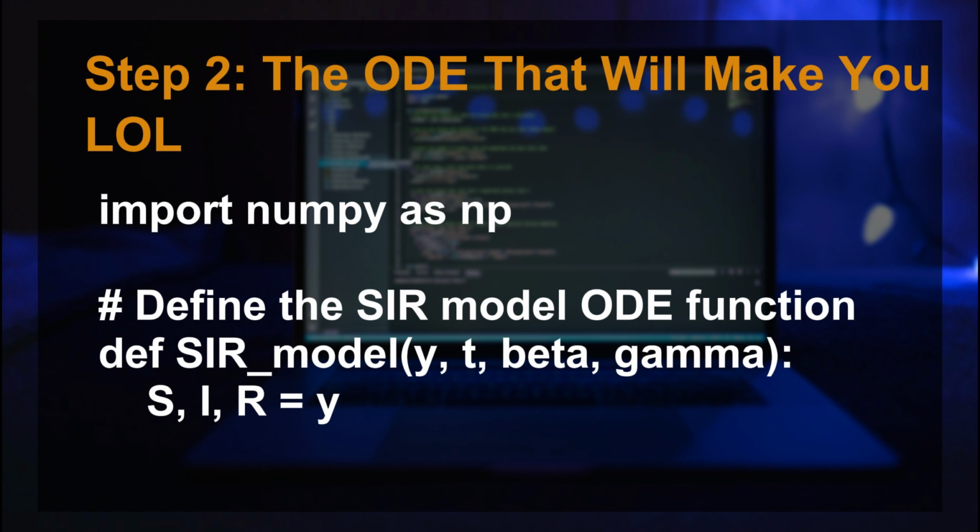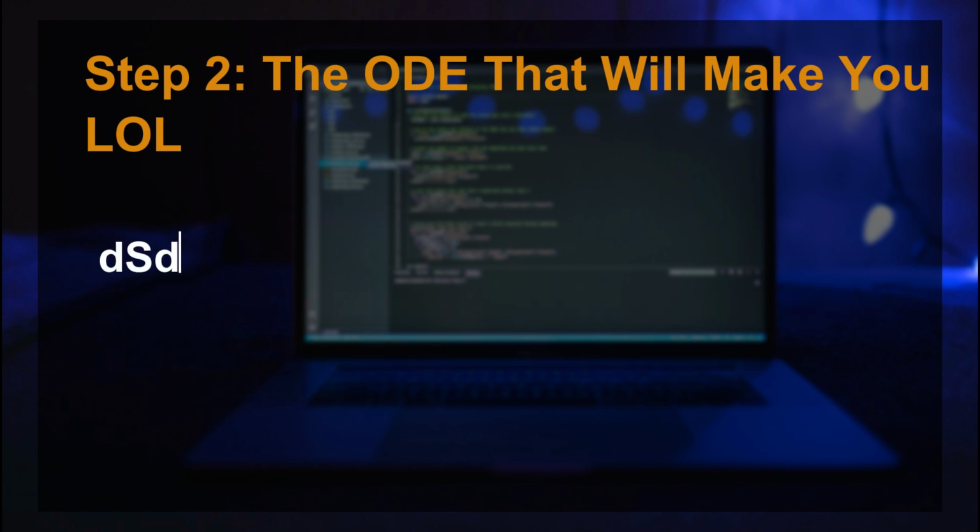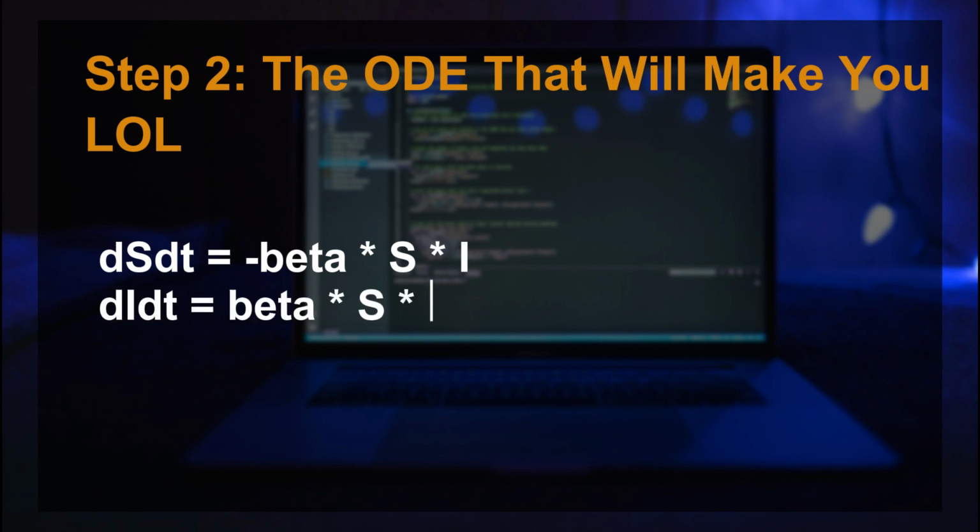def SIR_model, and we'll give it some parameters which are y, t, beta and gamma. But you can choose the name as per your choice. The function I have named is SIR model. You can create your own function, call it hand model, I don't mind. Then S, I, R is equal to y, and I'm giving another variable, dsdt, which is equal to minus beta into S into I.